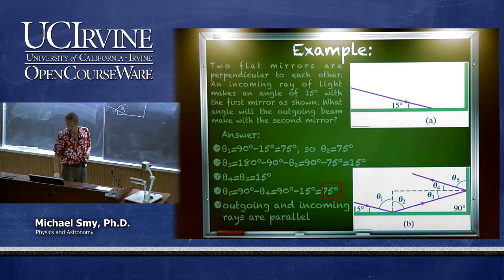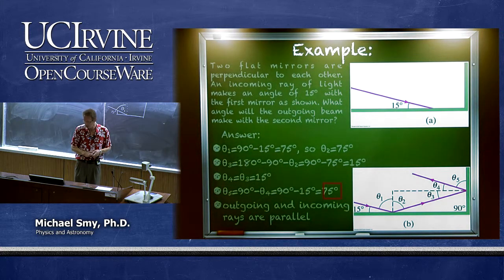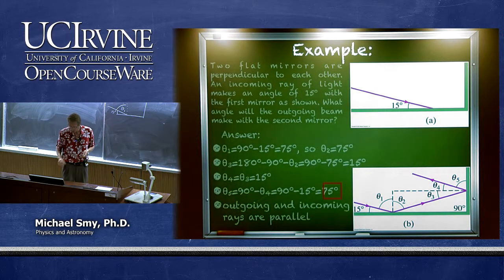And now we can find theta 4 for the reflected outgoing beam. That is the same as theta 3 by the law of reflection. So it's also 15 degrees. And if we want to find the angle it makes with the mirror, that would be theta 5. And that means it is 75 degrees. In this case, we also observe that the incoming and the outgoing rays are parallel to each other.